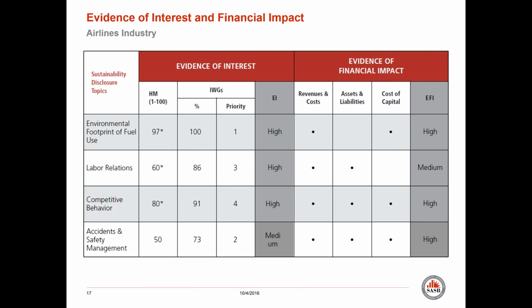Next, we have the industry working group results. What this tells you is for environmental footprint of fuel use, 100% of the industry working group members, which were comprised of market participants, corporations, and other stakeholders, thought this was an important issue for airlines to manage. And in fact, they ranked it #1 in priority. So as a combined result of that, the evidence of interest, or EI, is very high for this issue.